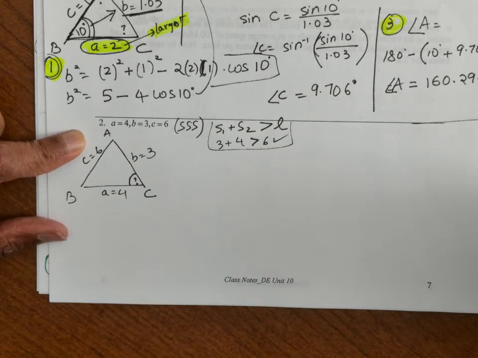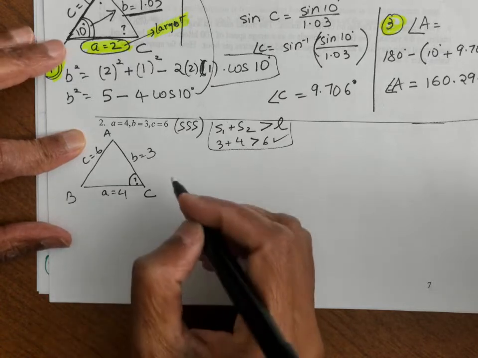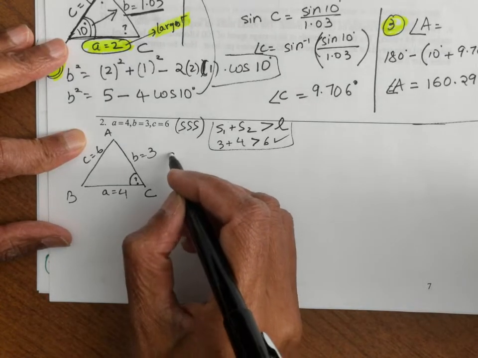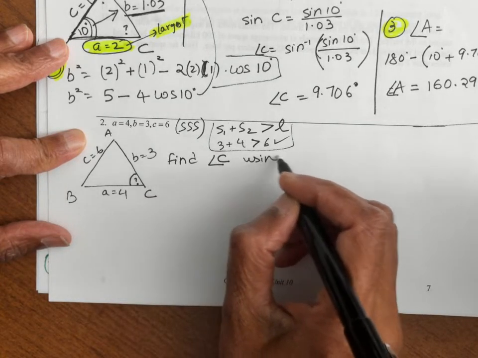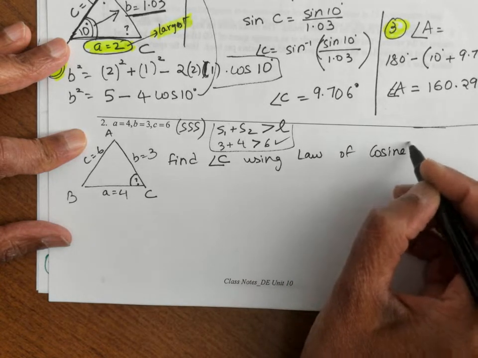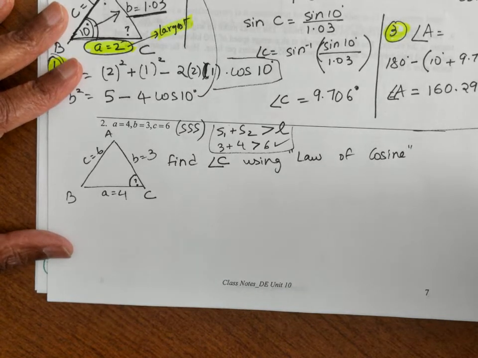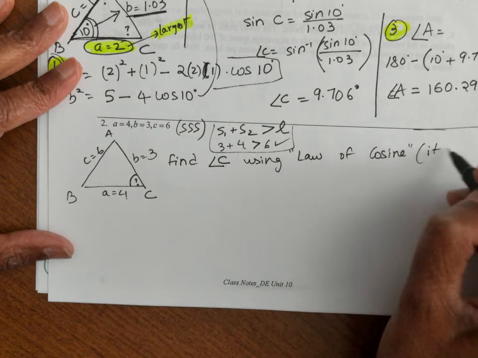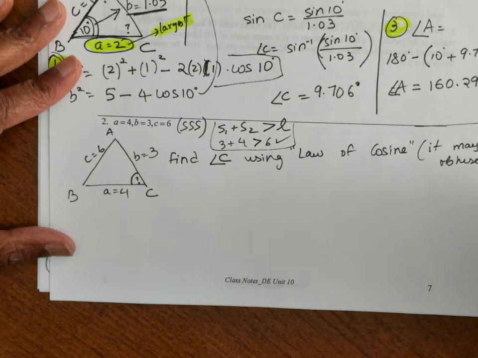Should I use the law of sine? Is it valid or not? So you find your angle C using the law of cosine. Okay, so I'm going to write this down. Find angle C using law of cosine. I could have chosen any angle. But why did I choose angle C? Because it may be obtuse. And law of cosine works for acute and obtuse. It's only law of sine that has a problem.